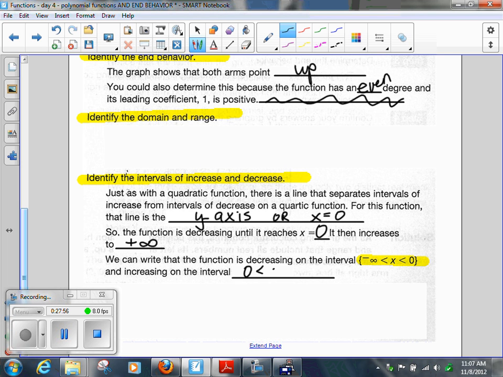0 less than x less than positive infinity. And this book has pretty brackets, so we'll put pretty brackets. Okay? Questions? Will you be able to do this on your own? Yes, you can. Don't you shake your head no. Yes, you can. Yes, you can. All right, let's look at another one. Questions at all?